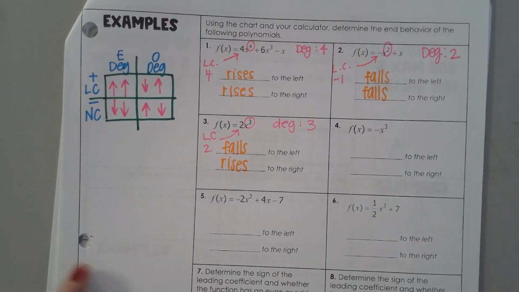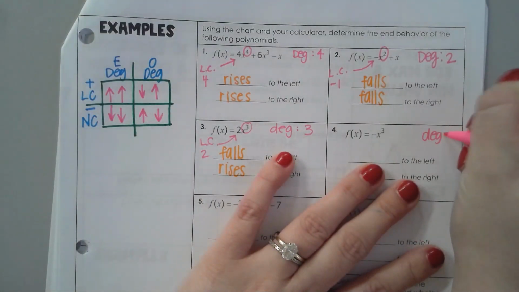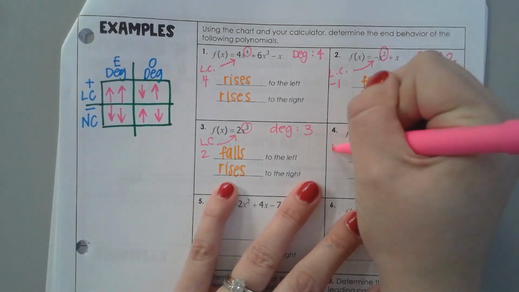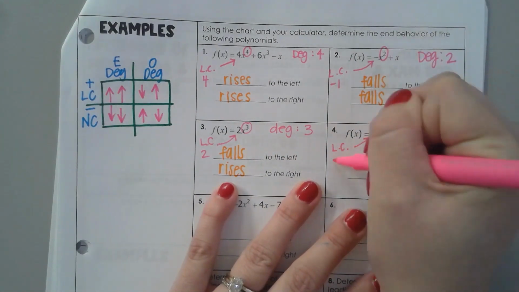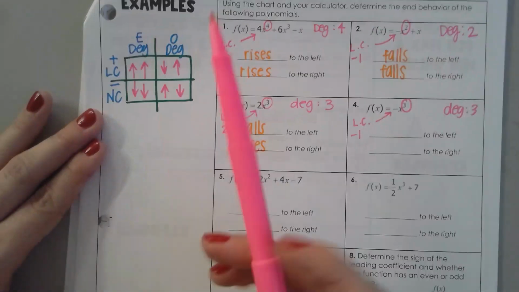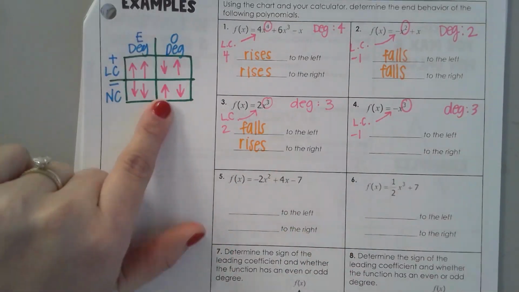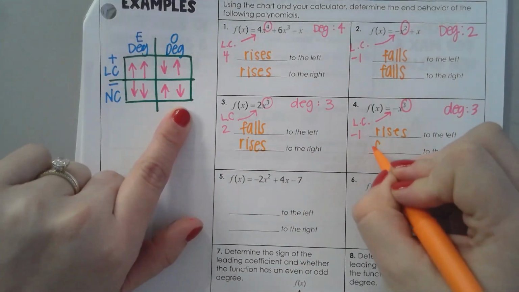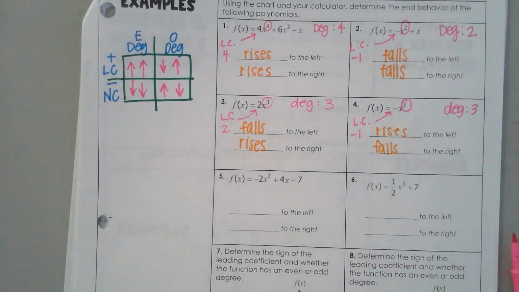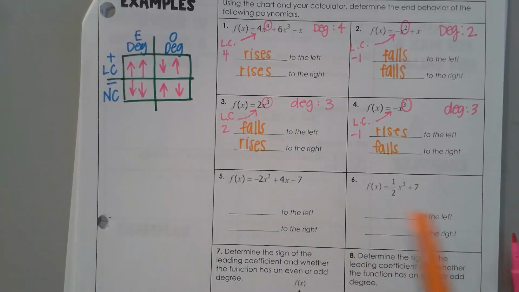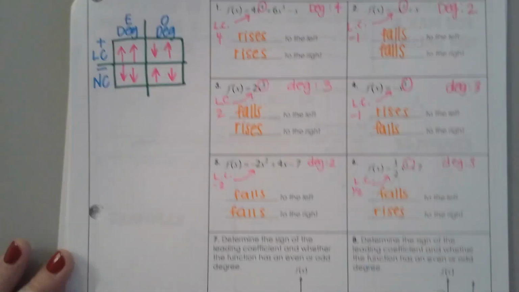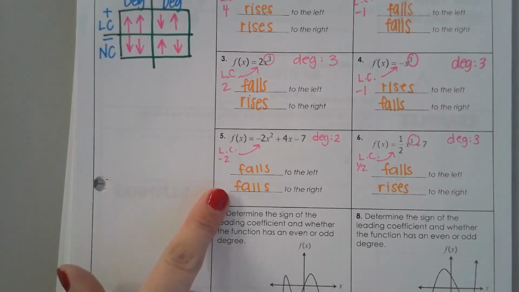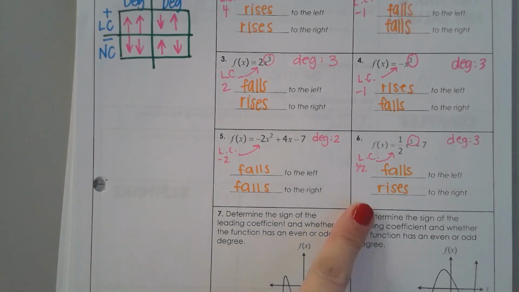Number 4, what's the degree? It's 3. And my leading coefficient? Negative 1. So odd and negative would be rises to the left, falls to the right. I want you to do 5 and 6 by yourself. Number 5, you should have had falls, falls, and 6, falls, rises. Any questions?